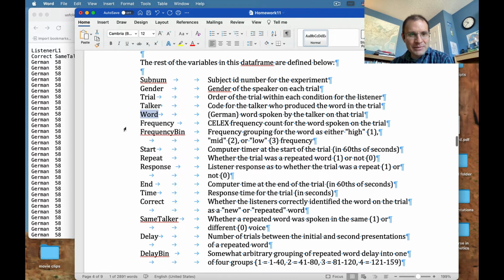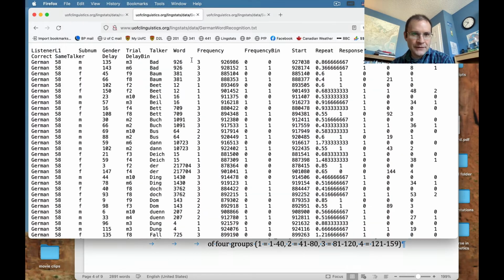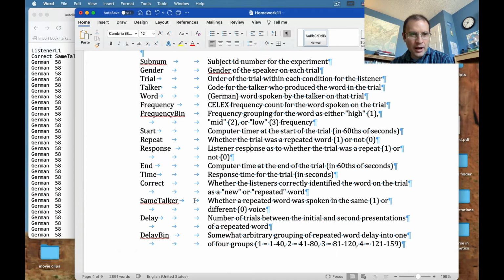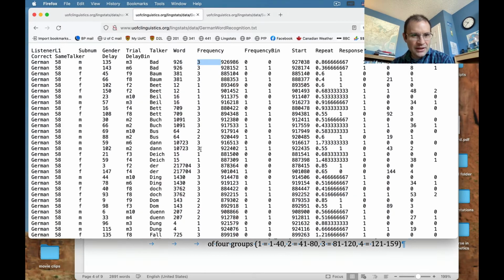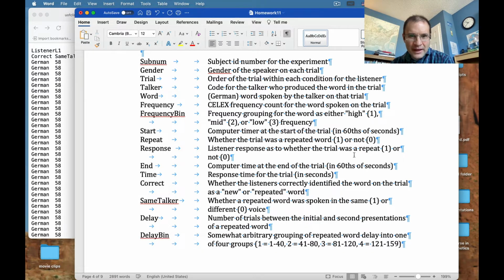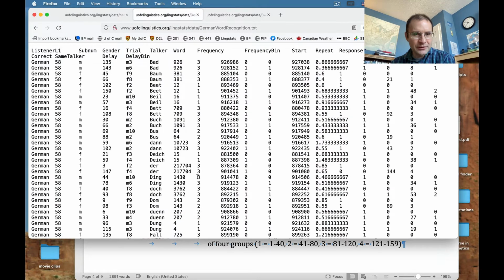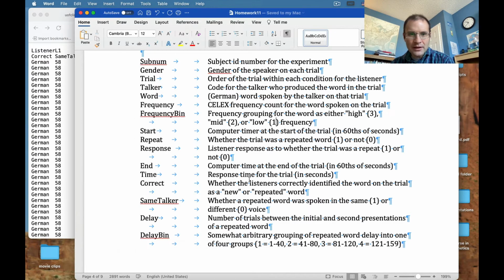So there's also a frequency bin, like we saw before, for high, mid, and low frequency words. So that'll come into play later. So yeah, in this case, sorry, I just realized that's written wrong, so I'm going to fix that. Yeah, so high frequency is the big numbers. That's a 3, and then low frequency is the low numbers, so that's a 1, and then 2 is the mid frequency. So I'm glad I caught that.